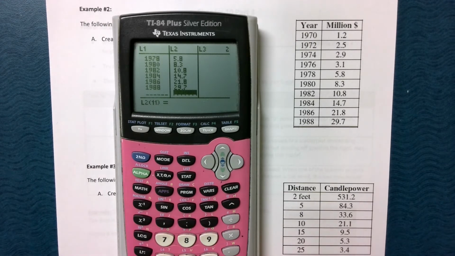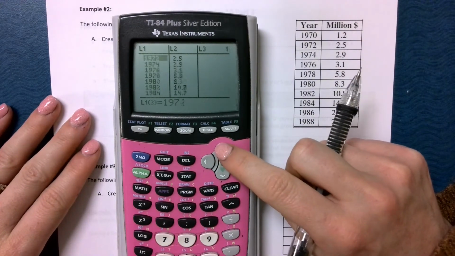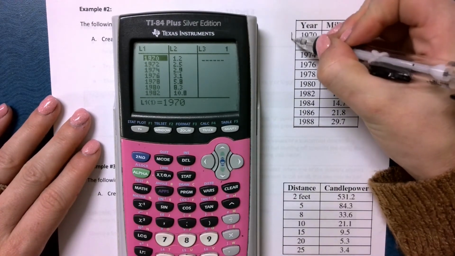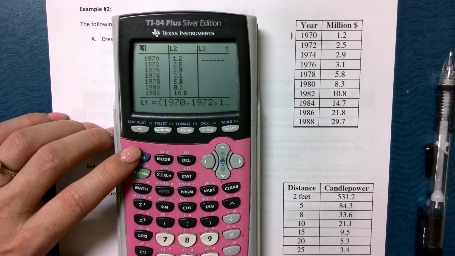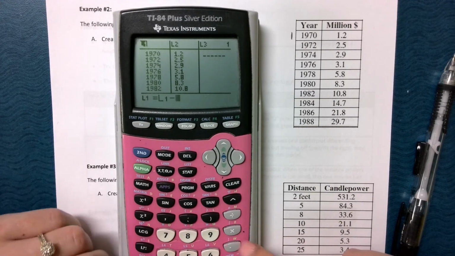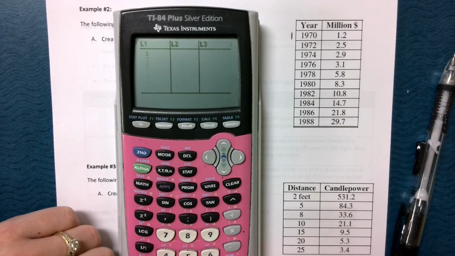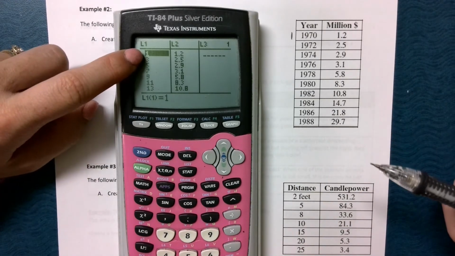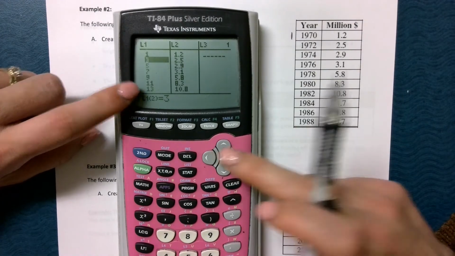Okay, once my data is typed in, I'm noticing that my years are quite far from 0. I want this first year to be 1, so I am going to go all the way up to my L1 and make this L1 minus 1969. That should start me off with 1, and now my numbers are a lot closer to 1, so this is going to be much, much better.